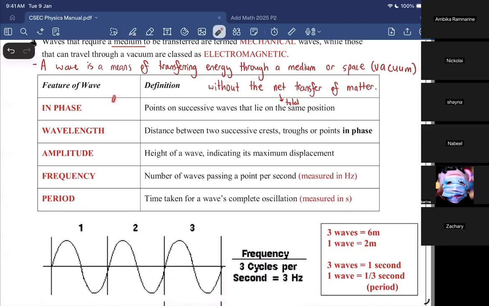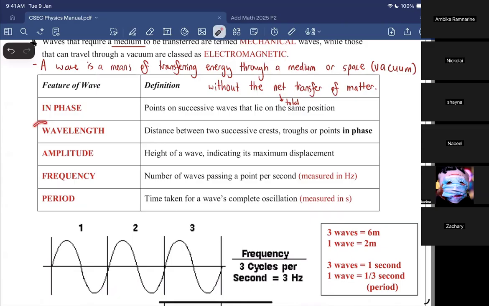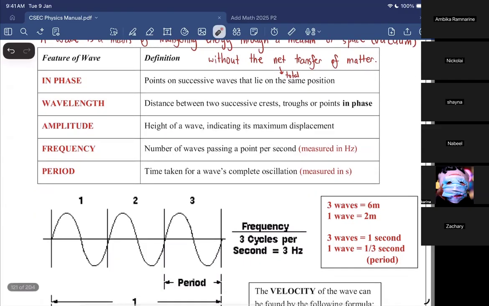For those of you guys that are not so into speakers, this one might be a bit hard to understand, but I will still try to explain it. Anyways, let me look at these ones for now: wavelength, amplitude, frequency, and period. These are the simplest to understand. Karina, I would like you to read period for me. Period: time taken for a wave's complete oscillation, measured in seconds.